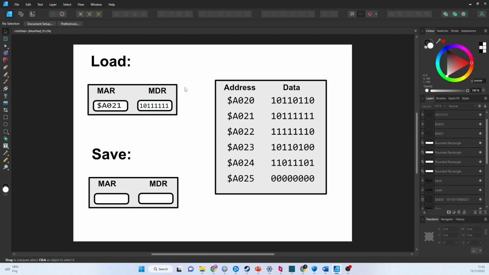So these work as a pair. The address is where do you want to load the data from? And the MDR is the data that has been loaded.